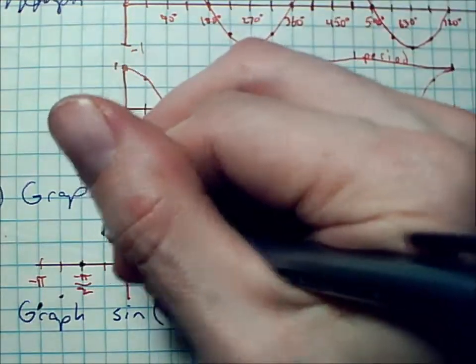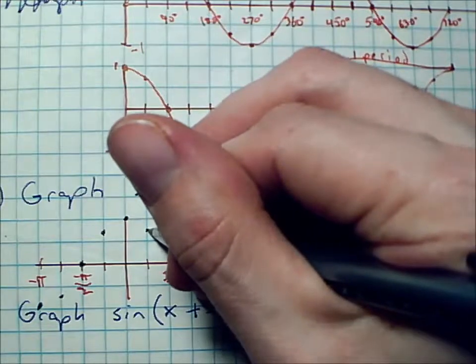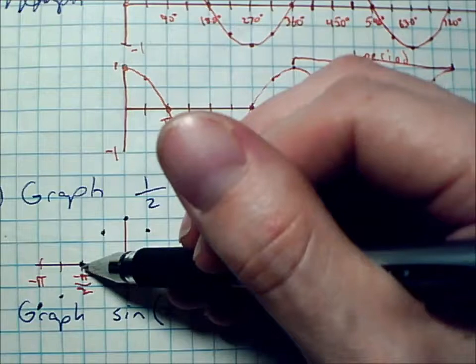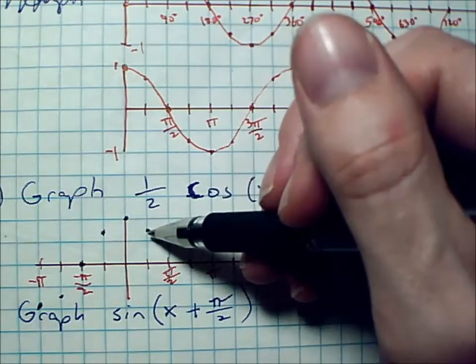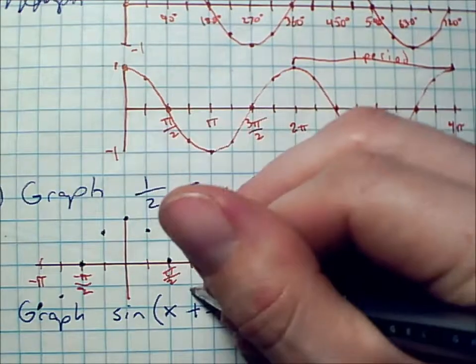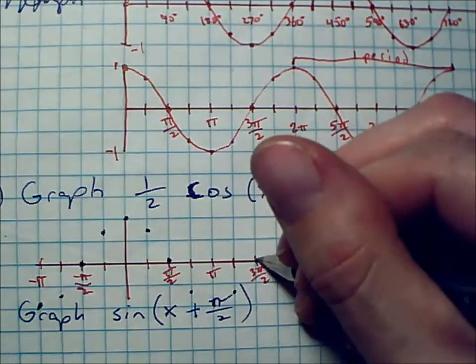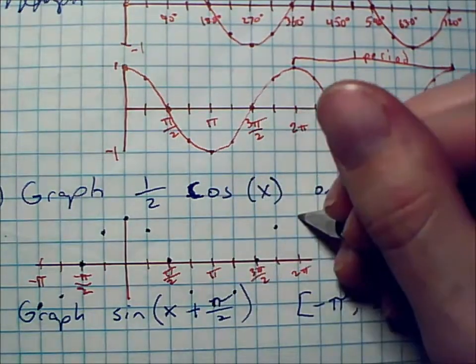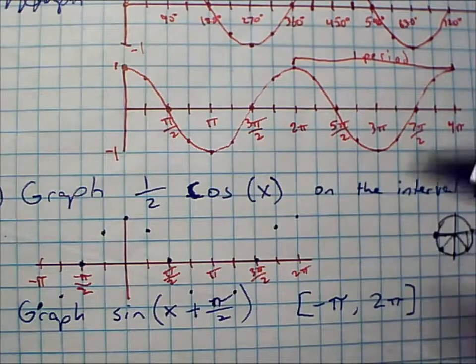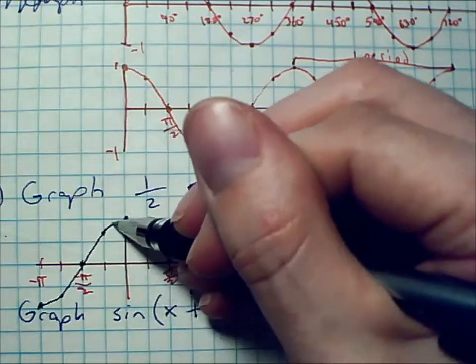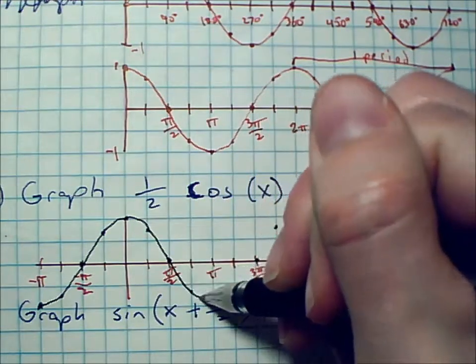Okay? And so, by now you should see this pattern. We alternate from 1, then square root of 2 over 2, then 0, then square root of 2 over 2, 1, square root of 2 over 2, 0, square root of 2 over 2, 1, square root of 2 over 2, 0, square root of 2 over 2, 1. Like so. So this is cosine.